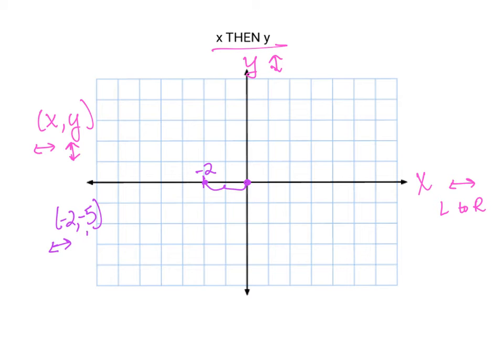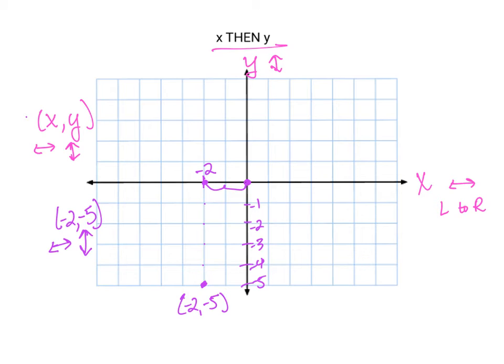But now I need to figure out the -5 part. And for that, I'm thinking up and down. Well, a -5 means go down, right, into the negatives. And so I could help myself by labeling my axis, or I could also count from here, down 1, 2, 3, 4, 5 units. And there's (-2, -5).